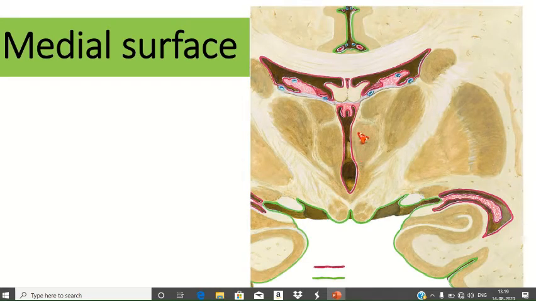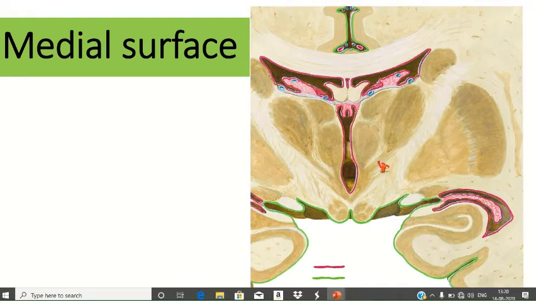The medial surface forms the major portion of the lateral wall of the third ventricle. This cavity is nothing but the third ventricle. So the lateral wall of the third ventricle is related to the medial surface of the thalamus. In more than 70% of subjects, the medial surfaces of both thalami are bridged across the third ventricle by the interthalamic adhesion. Here you can see the interthalamic adhesion or interthalamic connections, which contain nerve cells and nerve fibers.